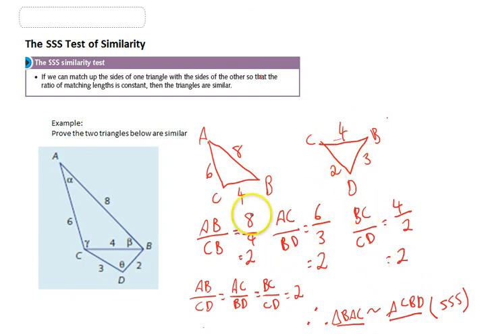That's the SSS test of similarity. Find your three ratios. If they're all the same, you can write this nice little thing here, which tells you that they're all the same, they're all equal to 2, and therefore the two triangles are similar because of SSS. That's it. In our next video, we'll look at the last test of similarity.